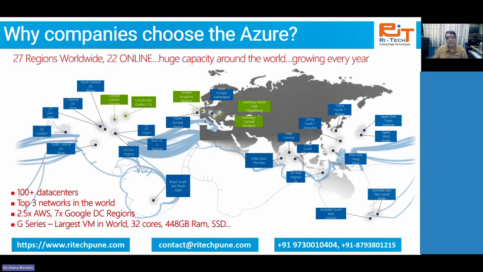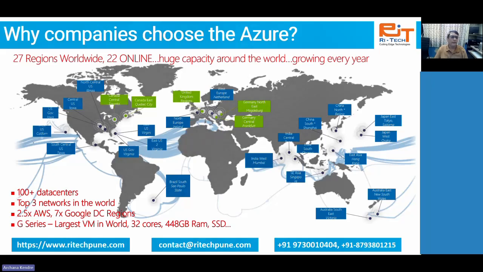Now, if you look at the network of Microsoft Azure, you'll find Microsoft Azure covers 27 regions worldwide. This is a little bit of an old PPT. 22 online, huge capacity around the world, growing every year. You'll find more than 200 plus data centers currently, and we can say the third largest network in the world, and 2.5x AWS and 7x Google DC regions. So Azure covers 2.5 times more data centers, or we can say regions, than AWS, and if you compare with Google, it covers, we can say, 7 times more than Google DC.